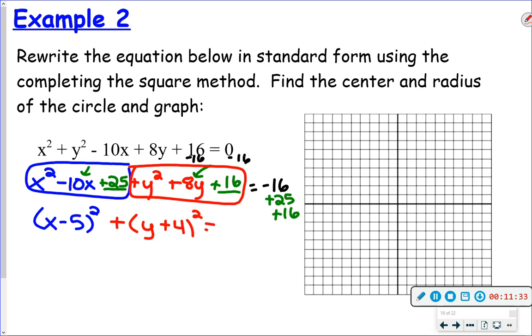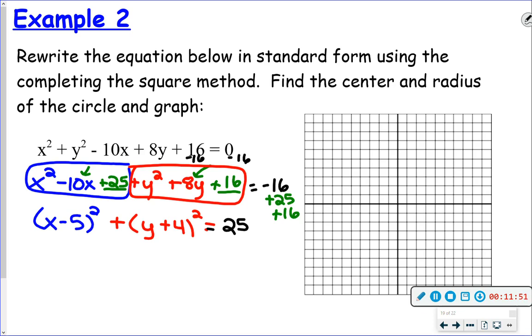And you may need your calculator. We've got to total up all that stuff over there on the side. Well, actually, no, we don't, because what happens to your 16s? Cancel, so we've got 25. So now it's just like yesterday. You should be able to look at that and write down the center, the radius, and we'll sketch the picture.